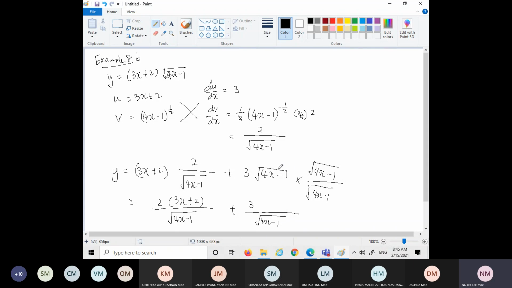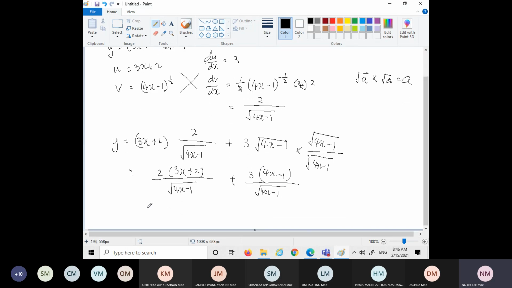So this is 3. This and this, square root and square root, inside is the same thing. Last time you have learned this before. Square root A times square root A, what's the answer? Kritika, since you are here. Square root A times square root A. A. So you will get A. So square root of 4x minus 1 times square root of 4x minus 1, you will get 4x minus 1. Okay?